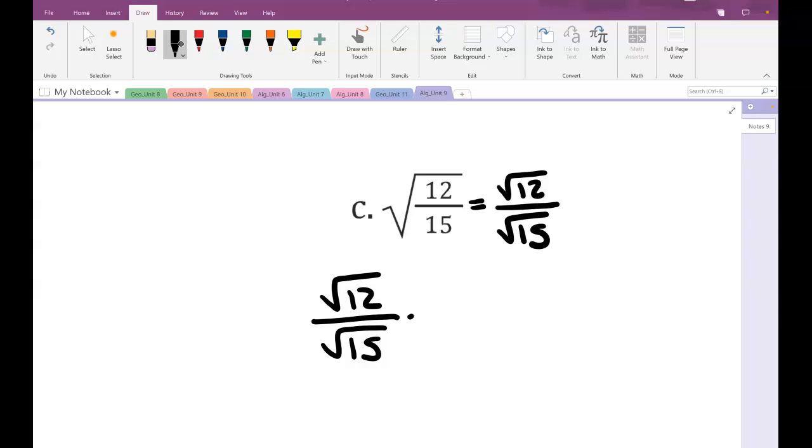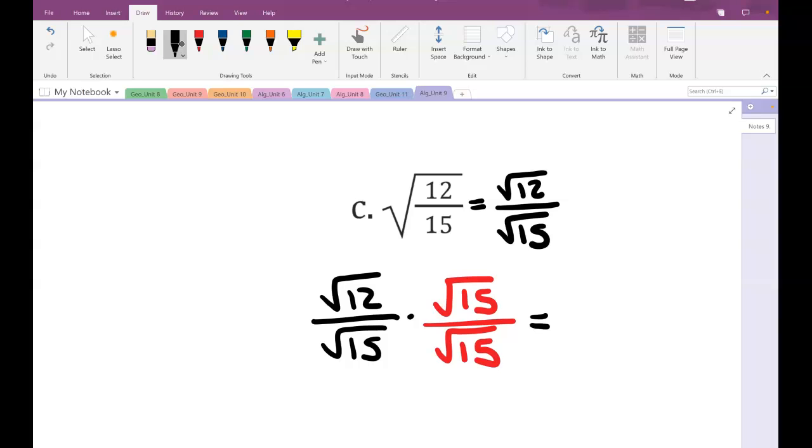So the process is really easy to get a square root out of your denominator. You're going to multiply by whatever you see on your denominator. So we see a square root of 15. So I'm going to multiply the top by a square root of 15 and the bottom by a square root of 15. What this is going to do is make a perfect square on the bottom, which then we can turn into a whole number.